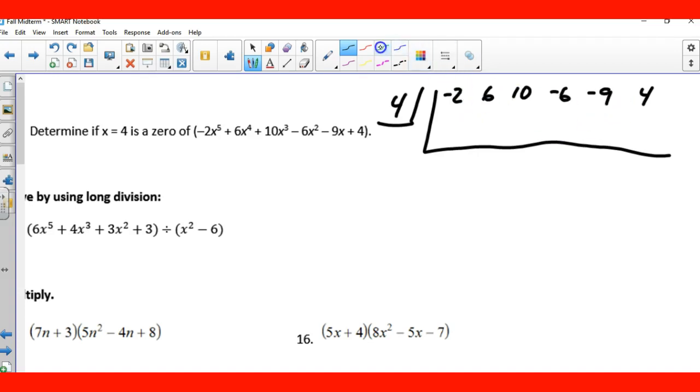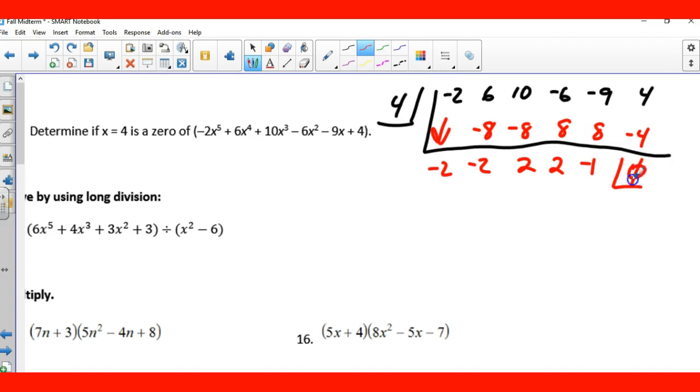Good. Alright, so now our first coefficient, bring it down. Negative 2 times 4 is negative 8. 6 minus 8 is negative 2. Negative 2 times 4 is going to be negative 8. 10 minus 8 is going to be 2. 2 times 4 is 8. Negative 6 plus 8 is 2. 2 times 4 is going to be 8. Negative 9 plus 8 is going to be negative 1. And negative 1 times 4 is negative 4. And 4 minus 4 is 0.